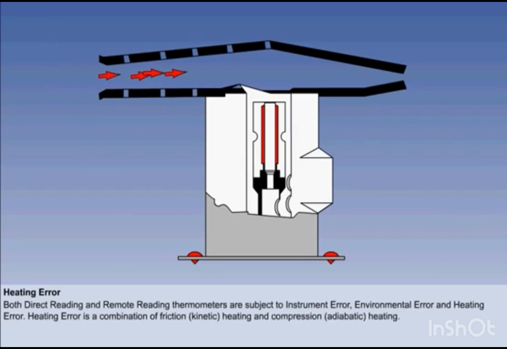In the remote reading temperature probe, the outside airflow, which may be several hundred knots, is brought virtually to rest in the platinum measurement chamber very rapidly. The energy of the moving air is released in the form of a temperature rise. This is adiabatic heating.